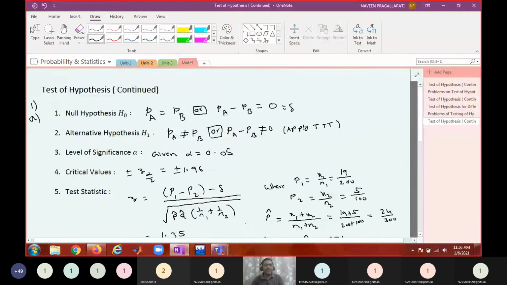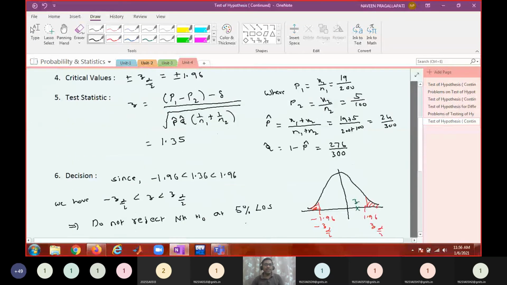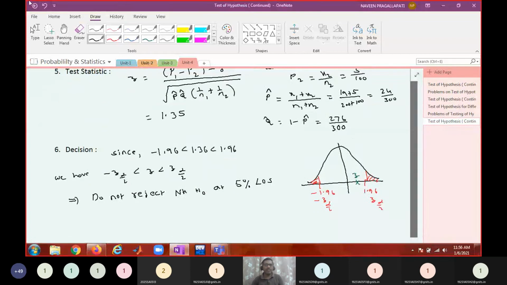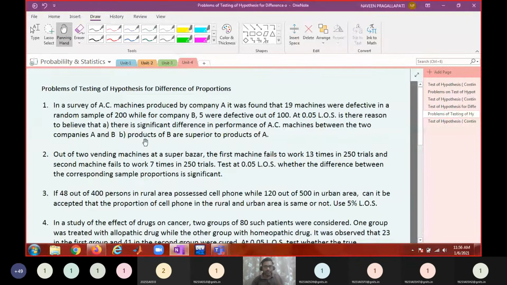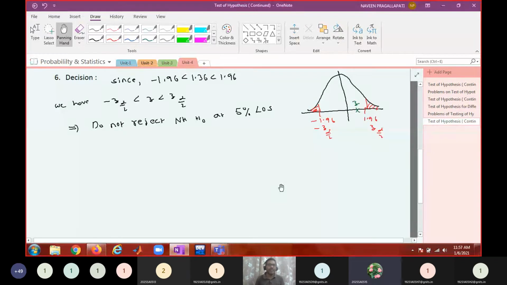Now test the same thing in another way. What was asked? Whether the product of B is superior to that of product A. So that we will find out again. Okay, so part 1B.